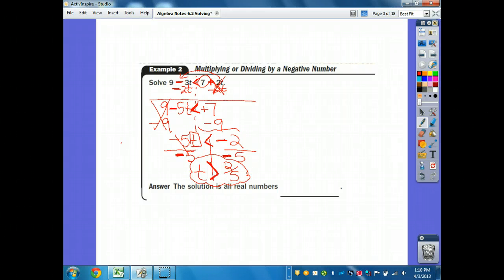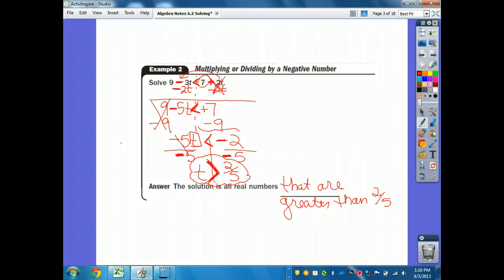So the solution is all real numbers that are what? Greater than 2/5. Can it be 2/5? No, because there's no equal to sign under there. So it couldn't be 2/5. Anything that's a smidgen bigger works.